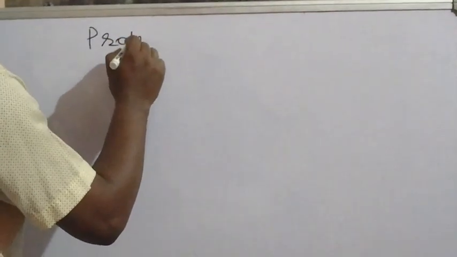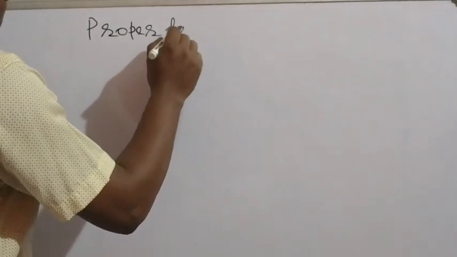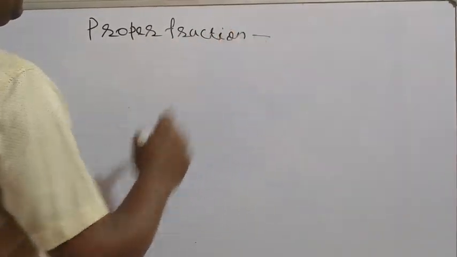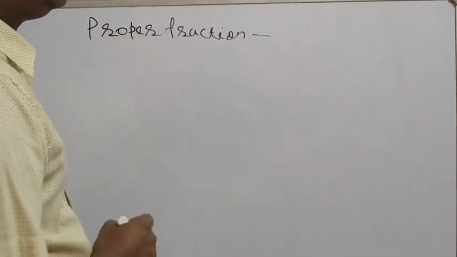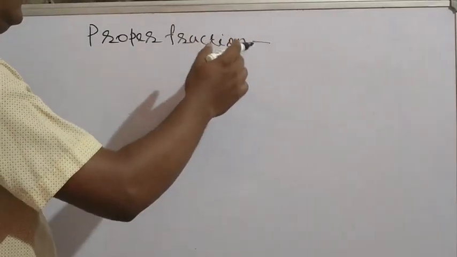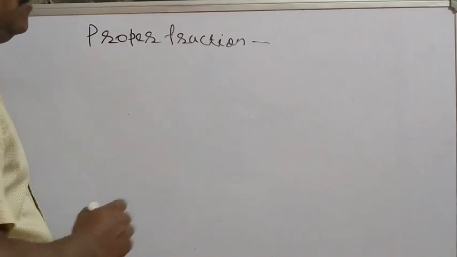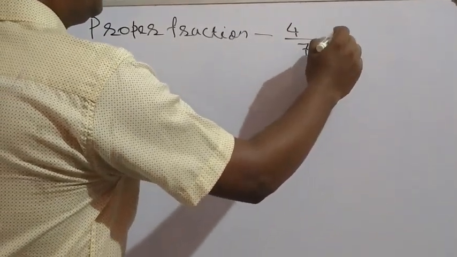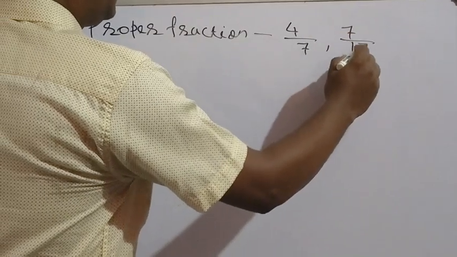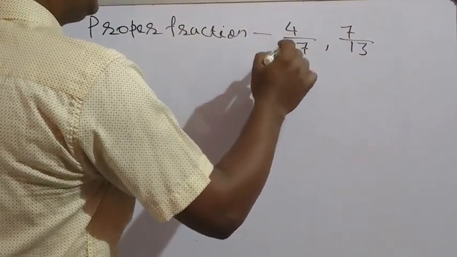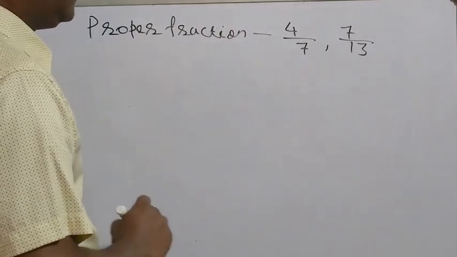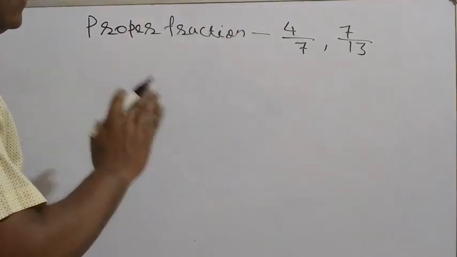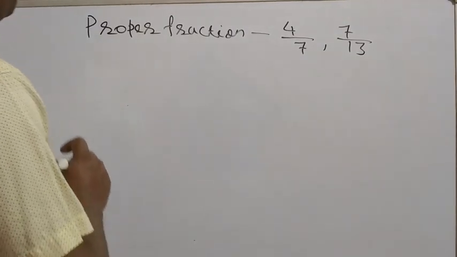proper fraction. Proper fraction means the fraction in which the numerator is less than the denominator. For example, 4 by 7, 7 by 13. Here the numerator is less than the denominator. This is called proper fraction. This is the first. Then improper fraction.